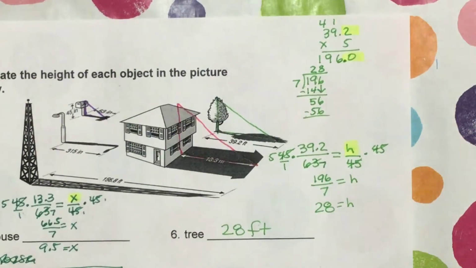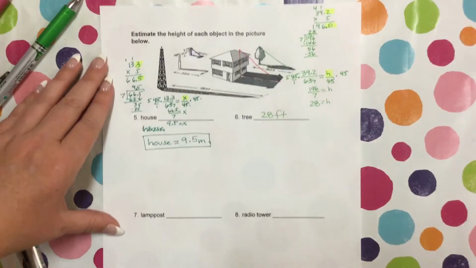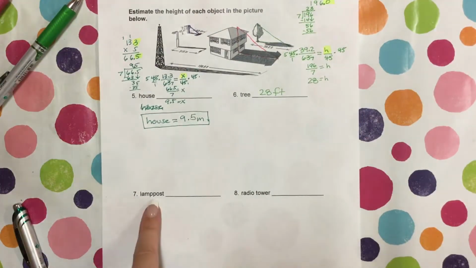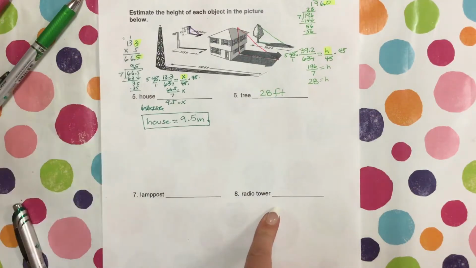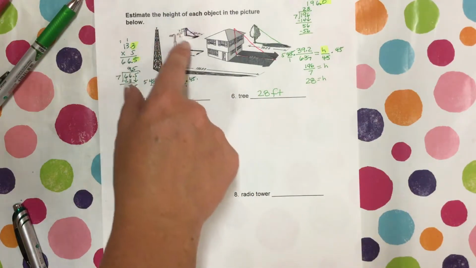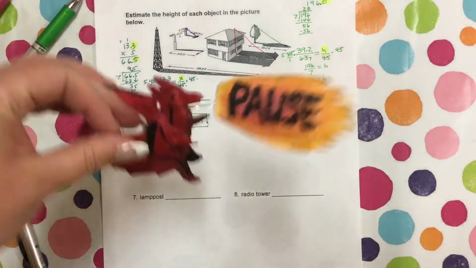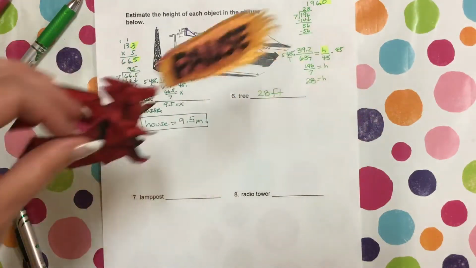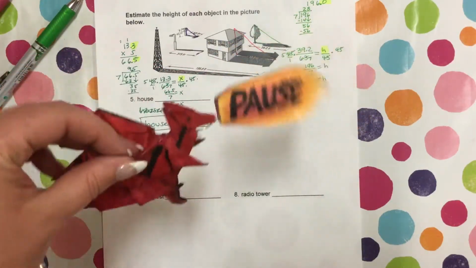Okay, perfect. So now what I want you to do on your own is go ahead and figure out what is the height of the lamppost and what is the height of the radio tower. So you're just going to go ahead and make those into triangles and use the mailbox again as your reference triangle and see what those are. So where's my friend the pause dragon? Oh, here's my friend reminding you to pause, work out problems 7 and 8. When you get done, press play and we'll see how you did. Okay, see you in a bit.